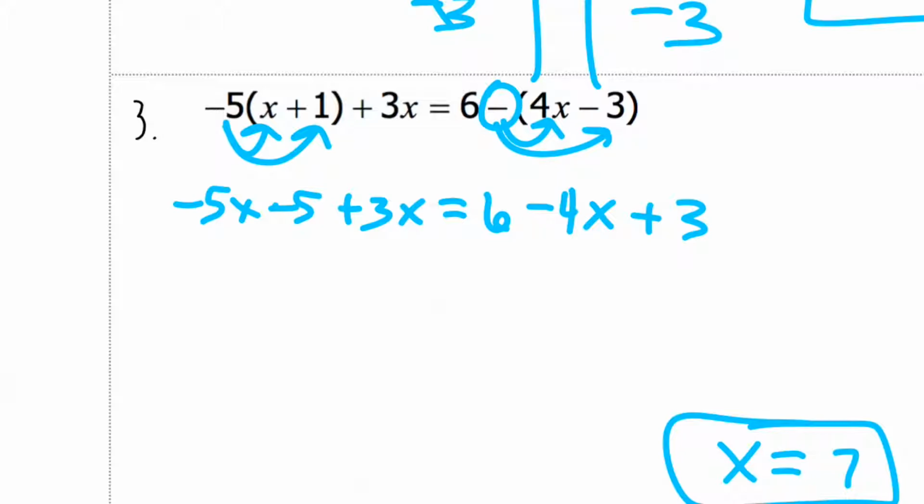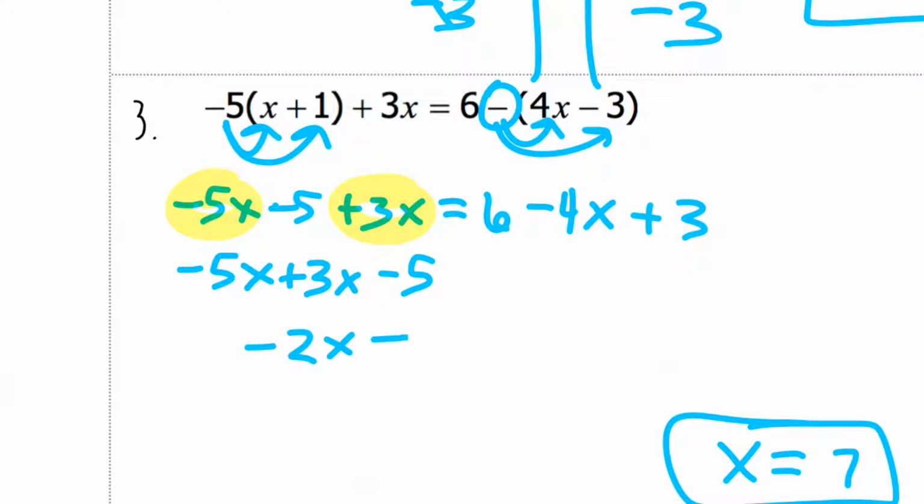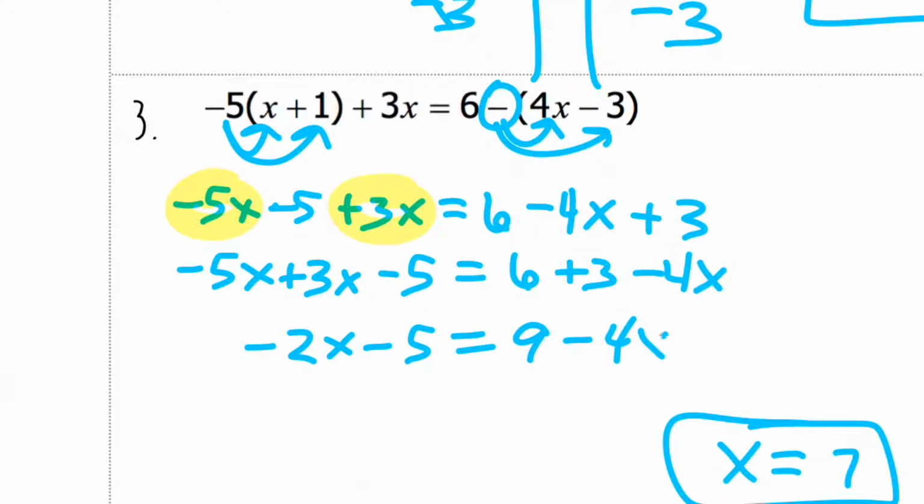So now this is an excellent problem where you have to look at both sides and see if there's anything you can combine. So -5 plus 3. I can rewrite this if I wanted to, like this, so that they're next to each other. This gives me -2x, whoops, not equals, minus 5 equals, and I can do the same thing over here. I can write 6 plus 3 minus 4x, and then I know I'm adding those two together to get 9 minus 4x.